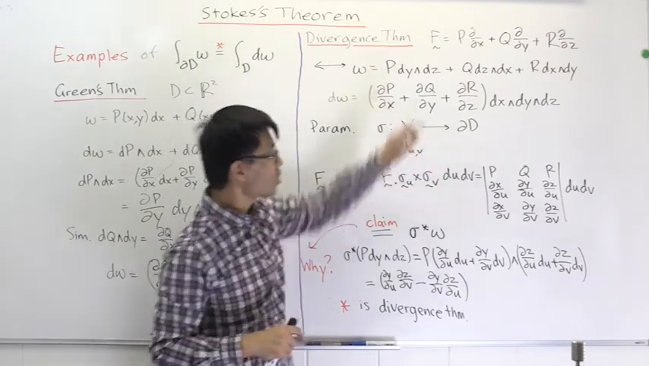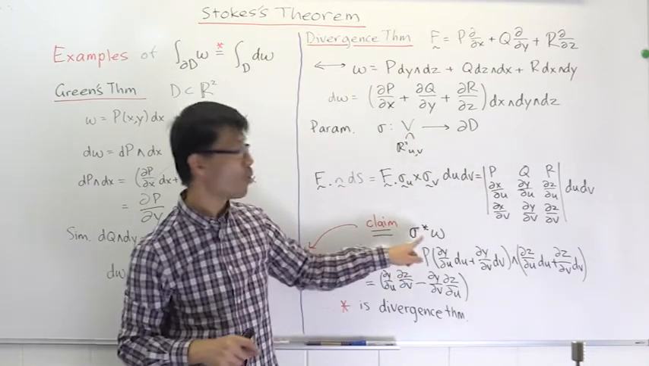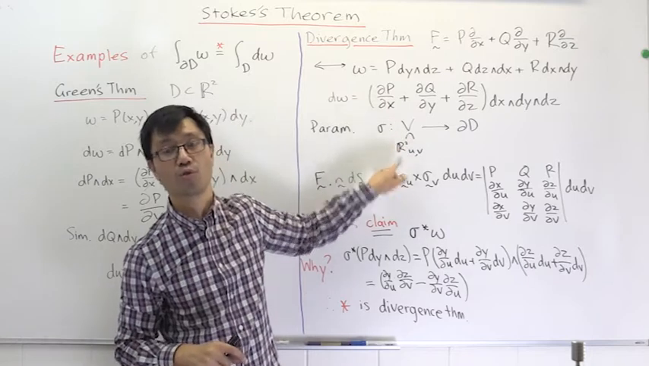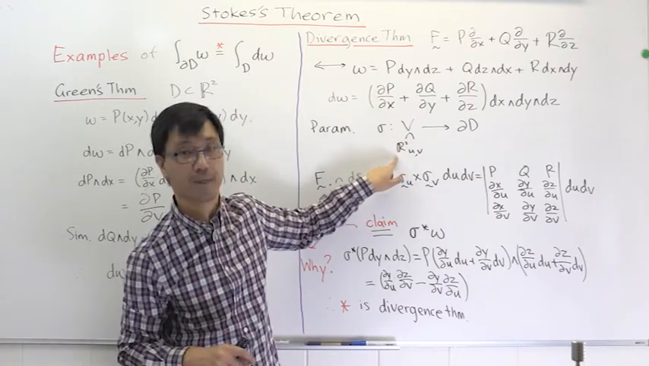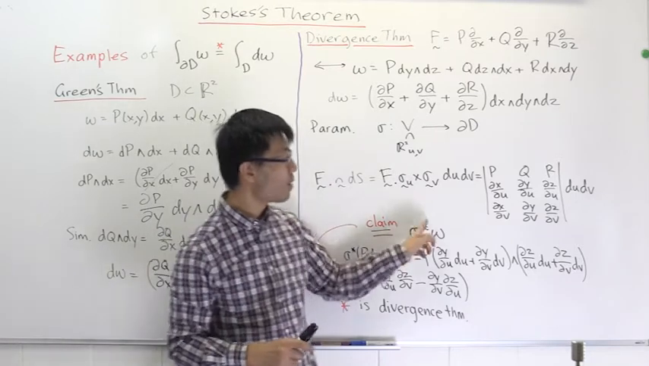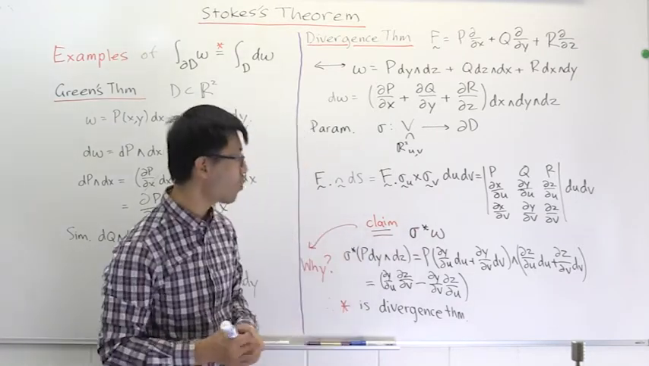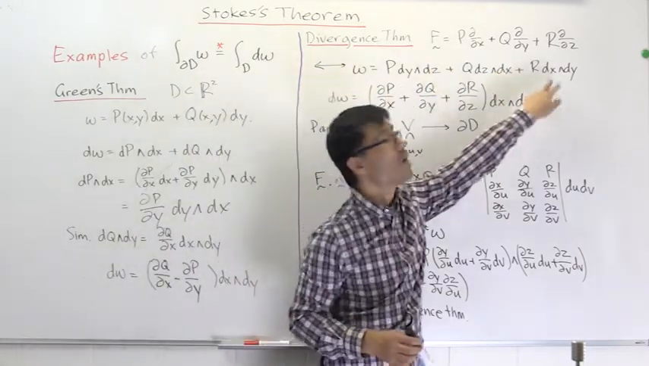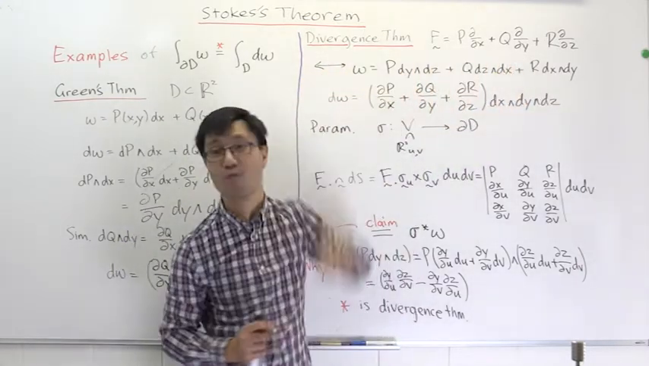And I claim that this thing here is precisely the pullback of this 2-form omega via sigma back to your UV space, or UV plane. Let's see why that's true. Let's compute sigma upper star of omega and see how that works. It's easy enough. Here was our omega. There are 3 terms, and they're all similar, so I'll just do the first term for you.